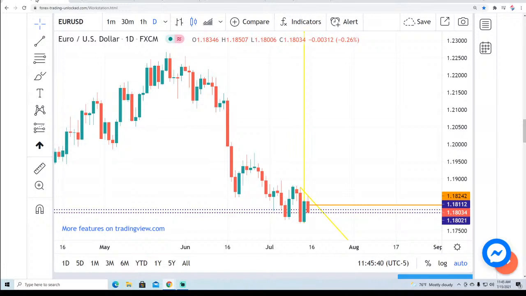So be very mindful of these trades. Do not try and catch a falling knife here. If you're a bull, I think you're in a lot of trouble. I would still look to sell rallies in this market. That's where the outlook is for the euro US dollar.